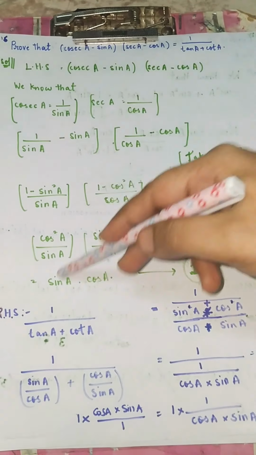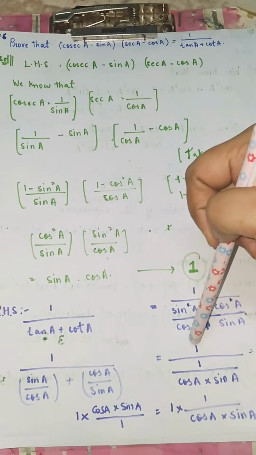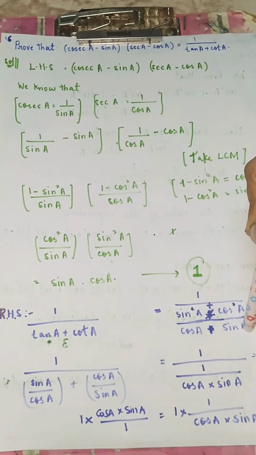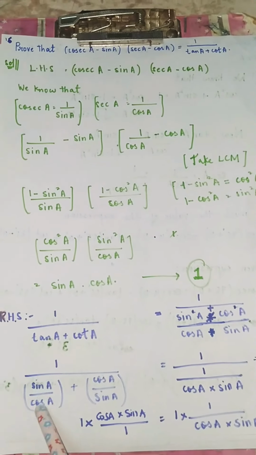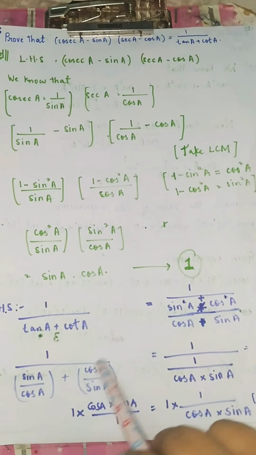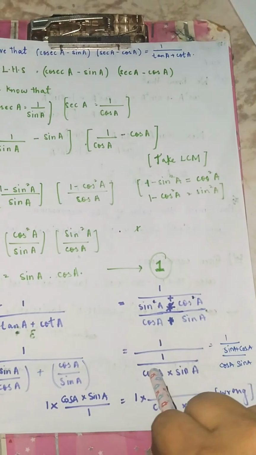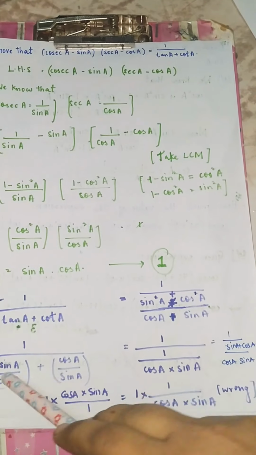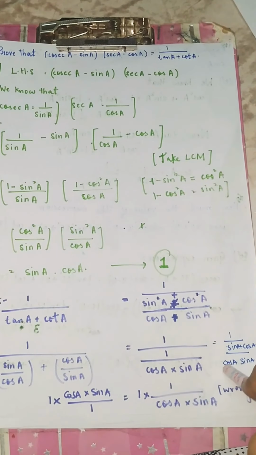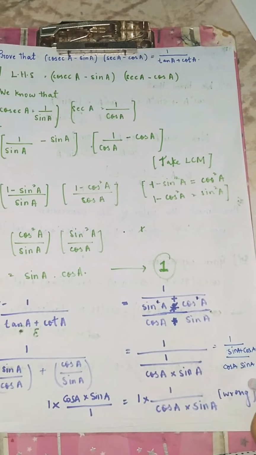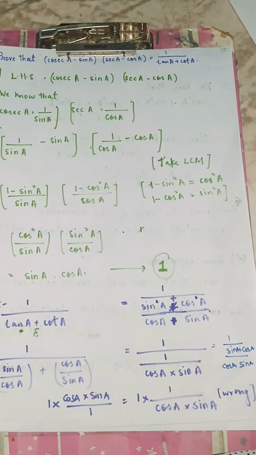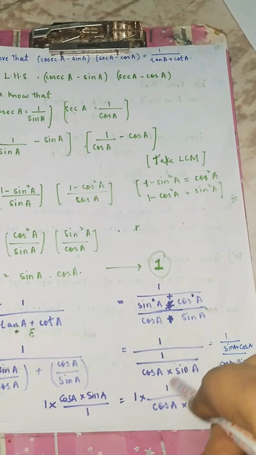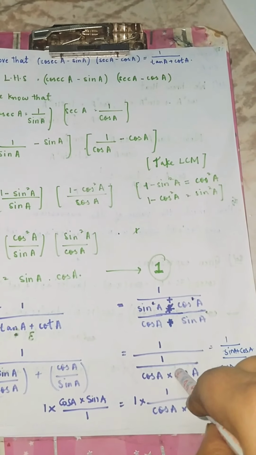RHS is 1 by (tan A plus cot A). Instead of tan A, we have to take sin A by cos A. Instead of cot A, we have to invert this. We have to take cos A by sin A. So 1 by, we have to separate this, sin A by cos A plus cos A by sin A. If you want to take LCM, you can take LCM. LCM is cos A and sin A. Cos A gets cancelled, sin A is left, and sin A gets cancelled, cos A is left. Sin A plus cos A is 1 by cos A into sin A.